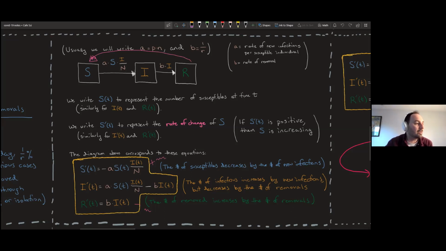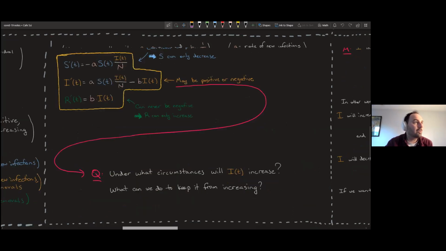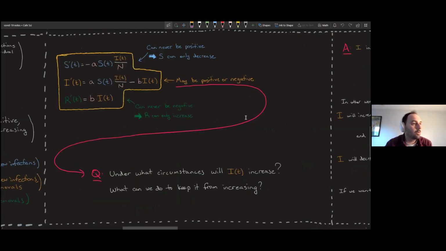All right, so we have these equations. And of course, what are we interested in as epidemic modelers? Well, we're interested in usually controlling the epidemic, in getting to a place where the number of infections is decreasing rather than increasing. And so a really natural question that you can ask for a model like this is, under what circumstances will I increase or decrease?